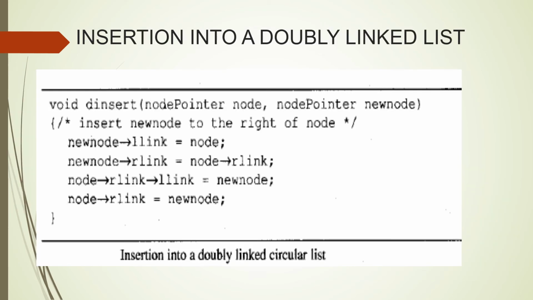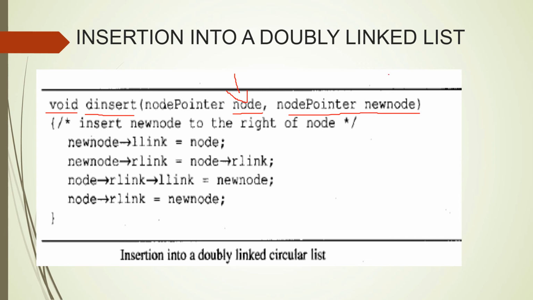Insertion into a double linked list. This function will explain how to insert a node to the right of an existing node. The return type of this function is void. The name of the function is dinsert, that is double linked list insert, inserting a node into the double linked list, and it will take two parameters. One is node, a pointer variable pointing to a node, and the other is new node, a newly created node which you want to insert now.